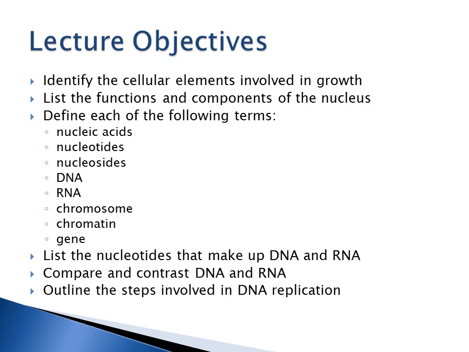The objectives for the nucleic acid biochemistry lecture include the identification of the cellular elements involved in growth. At the end of this lecture, you should be able to list the functions and components of the nucleus. There are several terms that you should be able to define, such as nucleic acid, nucleotide, nucleoside, DNA, RNA, chromosome, chromatin, and gene. You should be able to list the nucleotides that make up both DNA and RNA, compare and contrast DNA and RNA, and outline the steps involved in DNA replication.